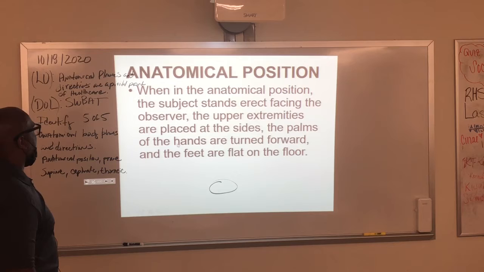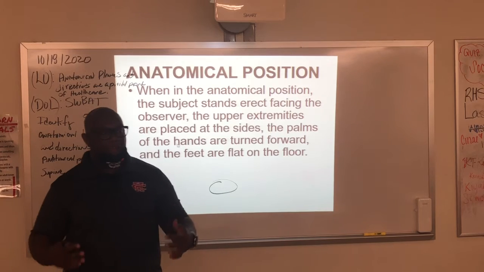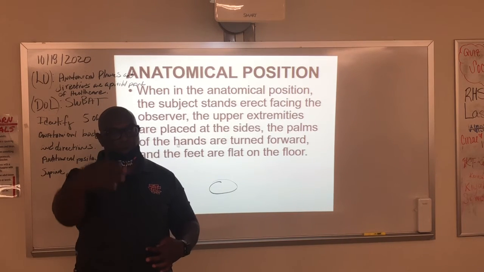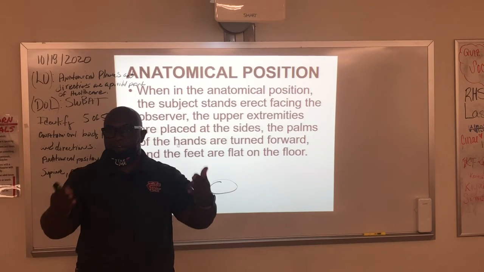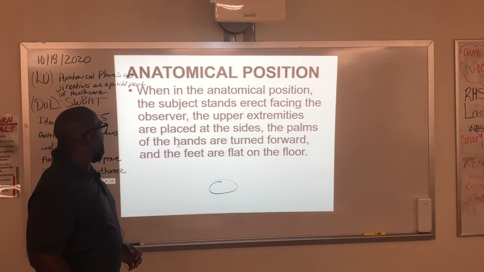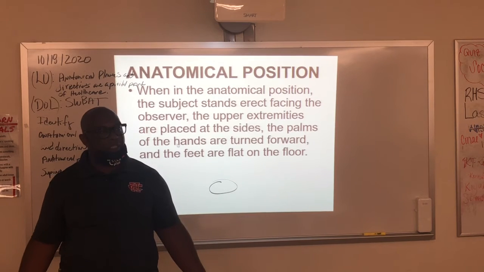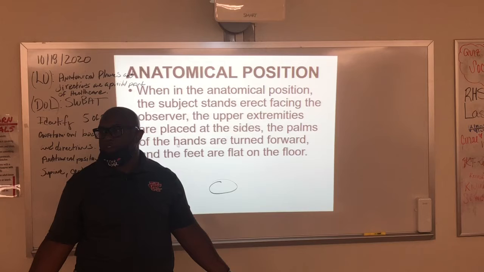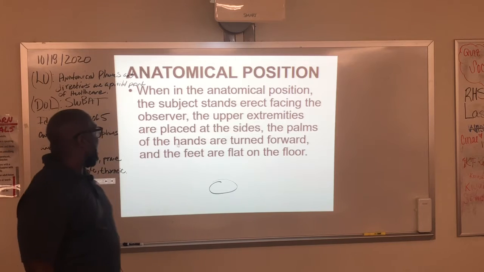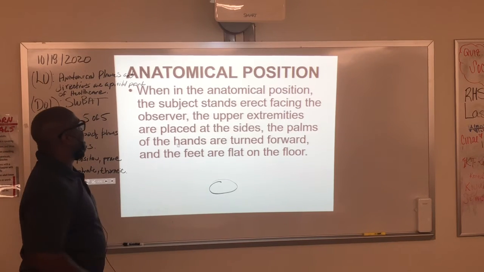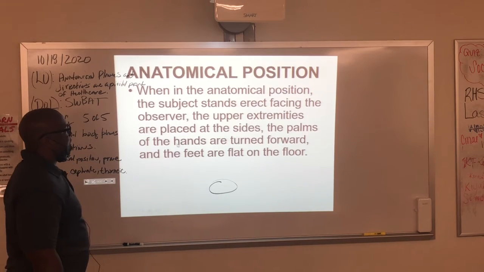In the anatomical position, the subject stands erect, facing the observer. So if I was here and the observer, whoever the doctor or nurse it is, is standing in front of me, I'm standing erect. That means straight up, and I'm facing the observer. The upper extremities, that would be my arms, are placed at the sides, and my palms are facing forward. Feet flat on the ground. That is what anatomical position is, textbook.